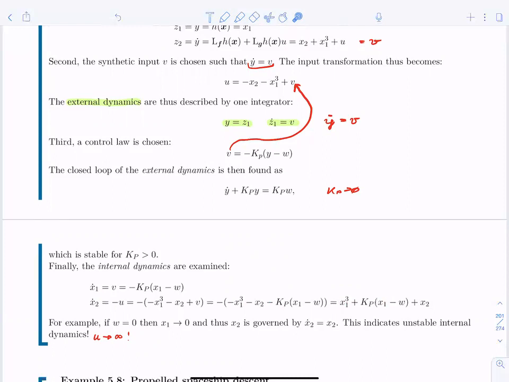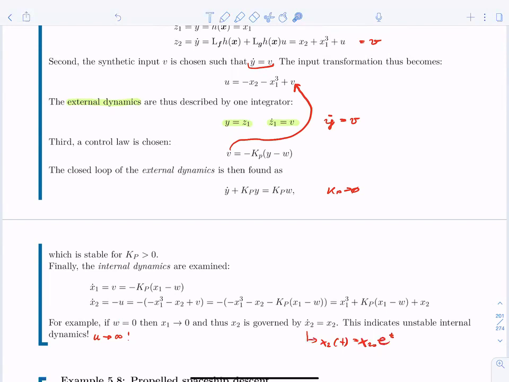So you can see, in some way, if we control, for example, W to be 0, so if we want the output of the system to be 0, then obviously x1, which is our output, goes to 0. And then we're left with a very simple equation. x2 dot is equal to x2. So this is an unstable equation, an unstable behavior. So x2 of t will be equal to x2 0, some initial condition, times e to the t. So it's growing exponentially, okay?